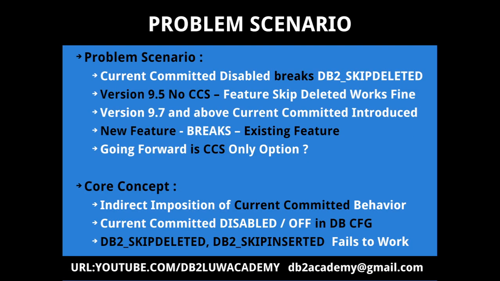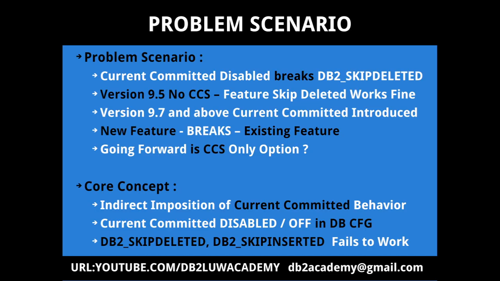The problem scenario is the current committed semantics. If you disable it, you can use the database config parameter, set the cur_commit cfg value to either disabled or off, and when you do that, it breaks DB2_SKIP_DELETED or DB2_SKIP_INSERTED. This combination particularly seems not to work the way it is supposed to. The idea is that any new feature that is introduced should not break existing features or functionality. That is why I'm raising this issue.